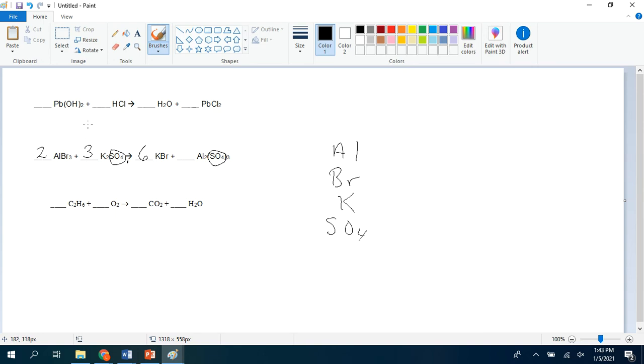One of the other helpful tips was that if an element appears more than once on one side, like here, look, I've got hydrogen here and hydrogen here, then balance it last, okay? Save it till the end.